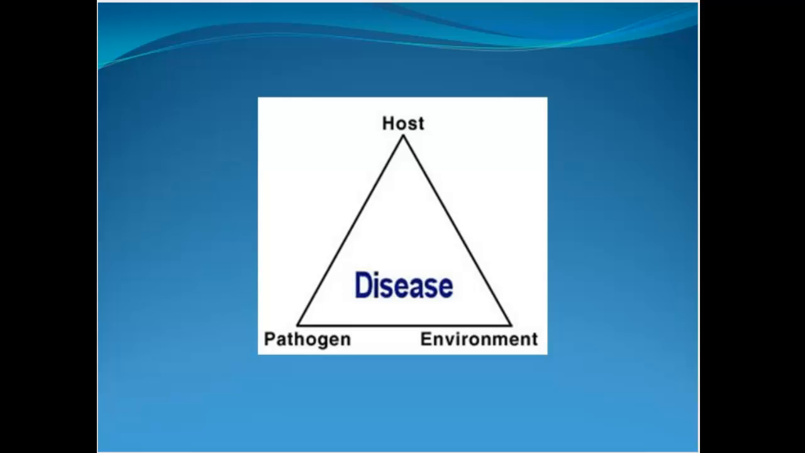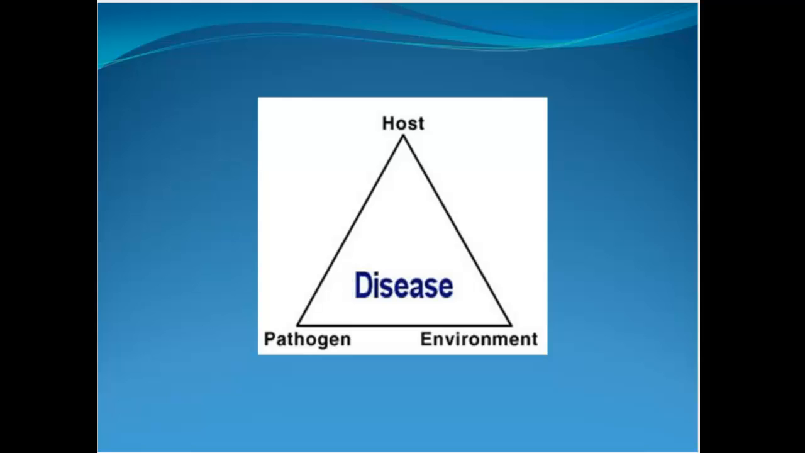So what kinds of things are required for disease to be present? Well, there are three factors that must be present in order for us to have plant disease. Those three factors are illustrated as you see in this triangle right here. We have to have a susceptible host, we have to have a virulent pathogen, and we have to have the environmental conditions that are conducive for disease development.